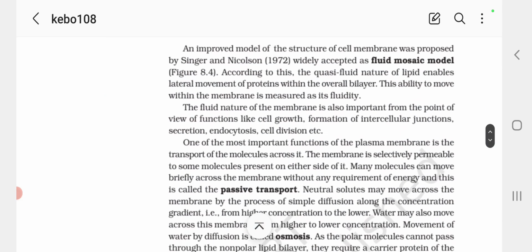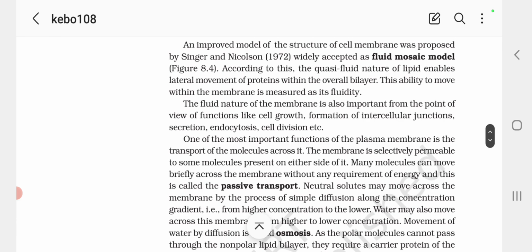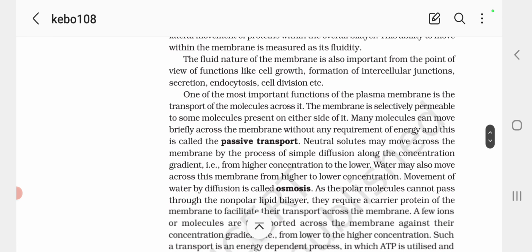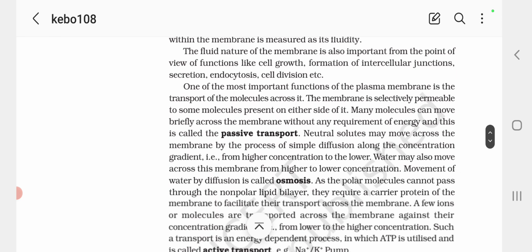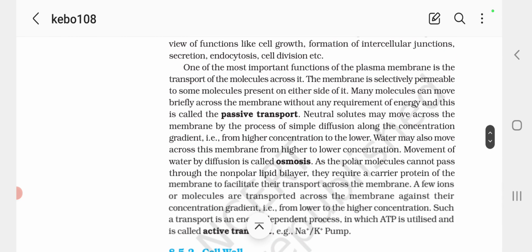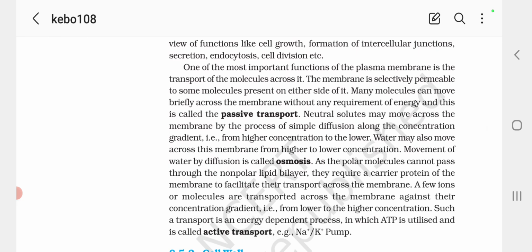membrane. An improved model of the structure of cell membrane was proposed by Singer and Nicolson in 1972, widely accepted as the fluid mosaic model. According to this, the quasi-fluid nature of the lipid enables lateral movement of proteins within the overall bilayer. This ability to move within the membrane is measured as its fluidity. The fluid nature of the membrane is also important from the point of view of functions like cell growth, formation of intercellular junction, secretion, endocytosis, cell division, etc.